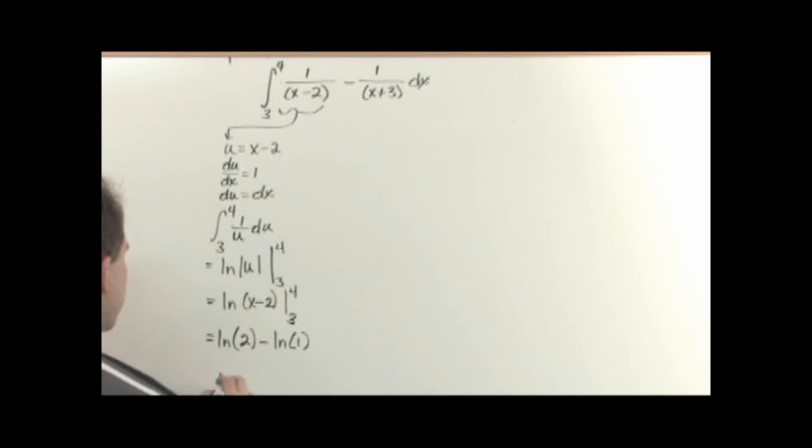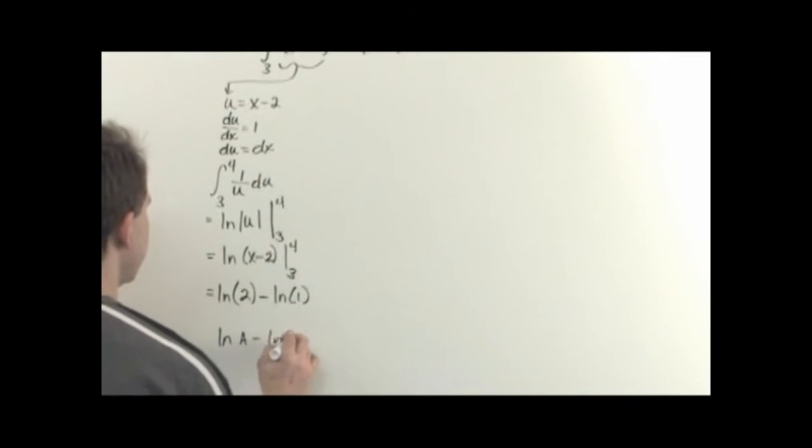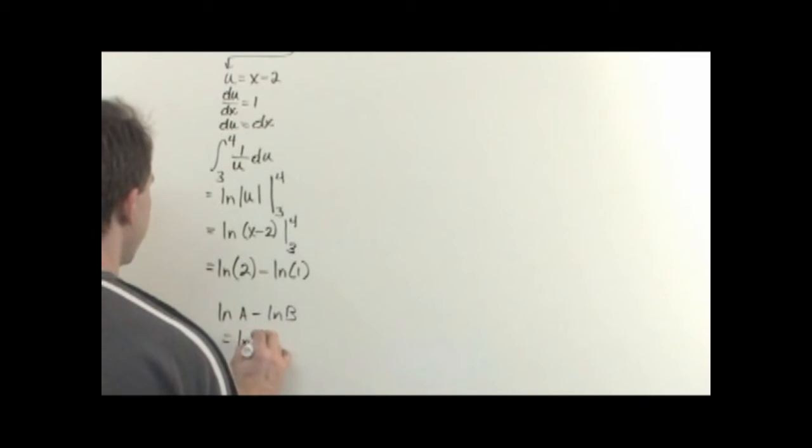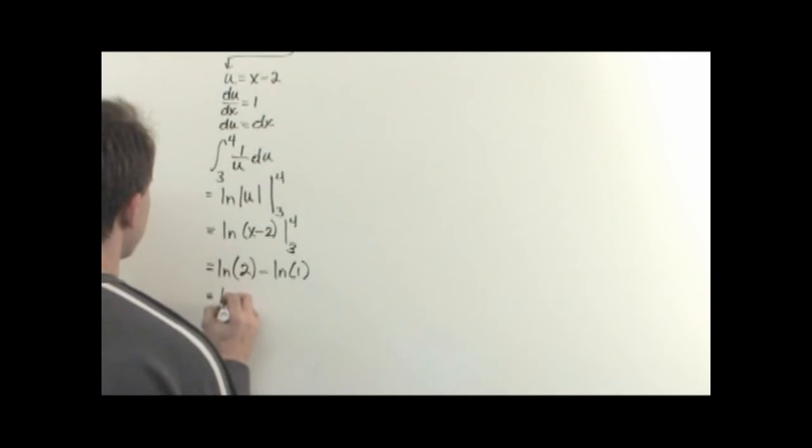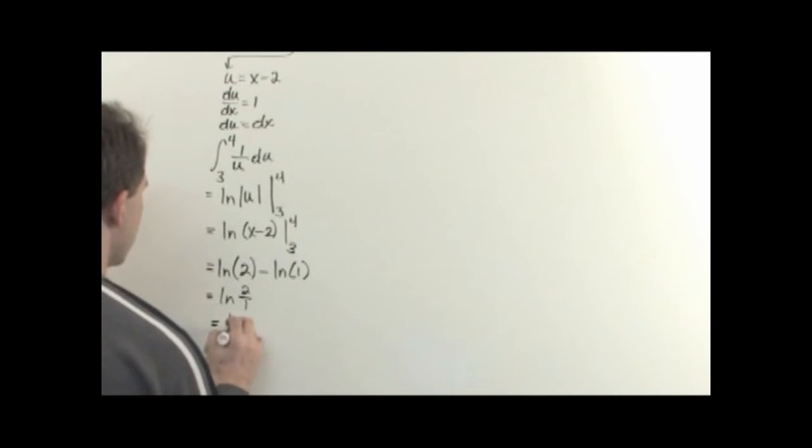And remember back a property of natural logarithms: natural log of a minus natural log of b is equal to natural log of a over b. I'm going to use that property here. Anytime you take the difference of logs, you just basically are dividing them. So I'm going to use that here to make this stand out and make it simple. Okay, so that's going to be natural log of 2 over 1, just dividing them. And so it's natural log of 2.